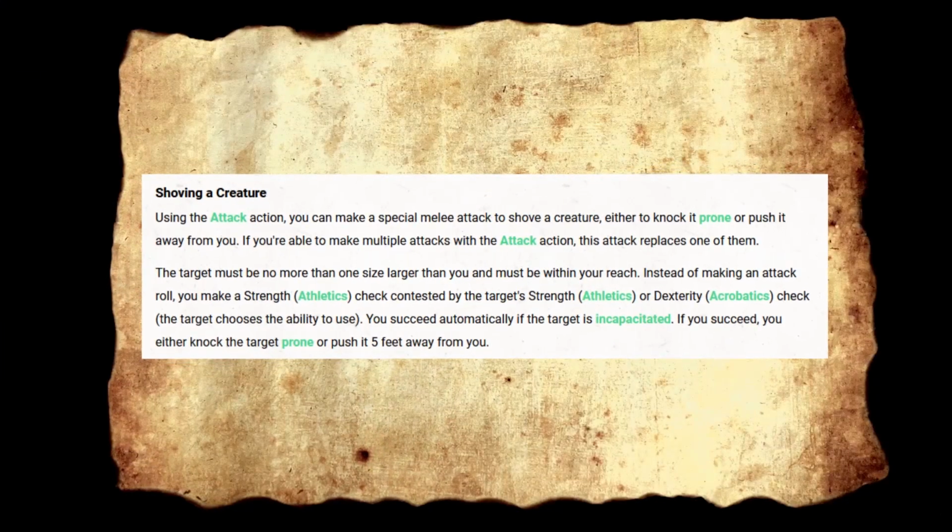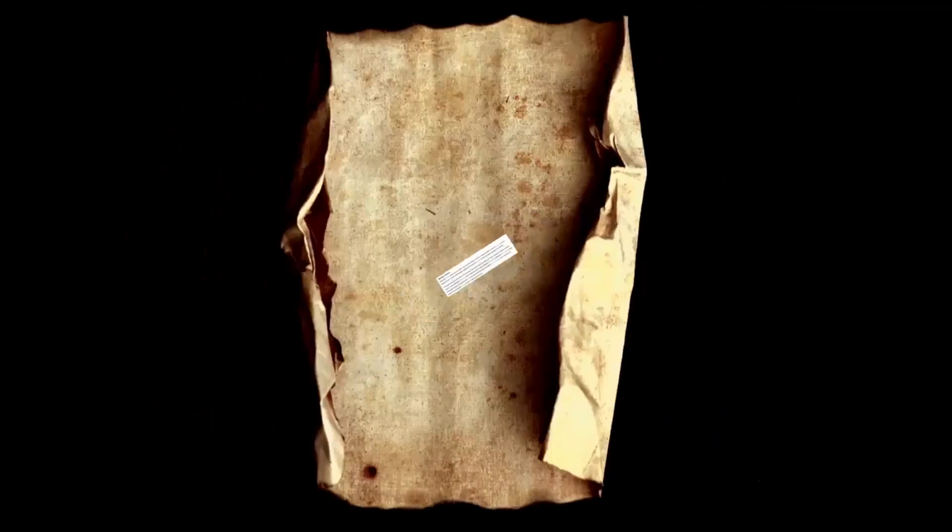Using the attack action, you can make a special melee attack to shove a creature, either to knock it prone or to push it away from you. If you're able to make multiple attacks with the attack action, this attack replaces one of them. The target must be no more than one size larger than you and must be within your reach. Instead of making an attack roll, you make a Strength (Athletics) check contested by the target's Strength (Athletics) or Dexterity (Acrobatics) check. The target chooses the ability to use. You succeed automatically if the target is incapacitated. If you succeed, you either knock the target prone or push it 5 feet away from you.